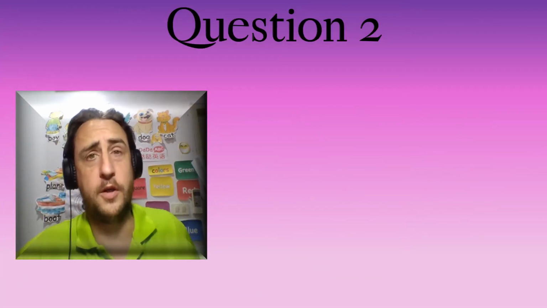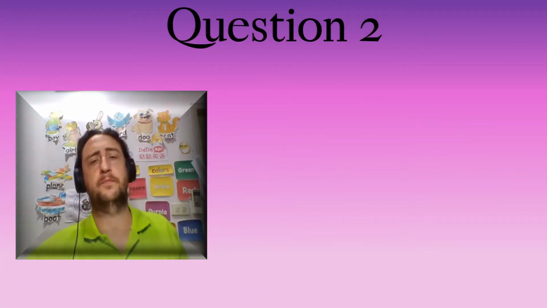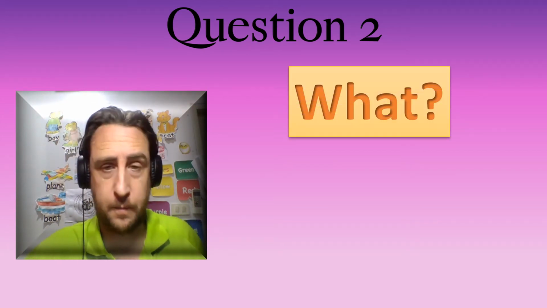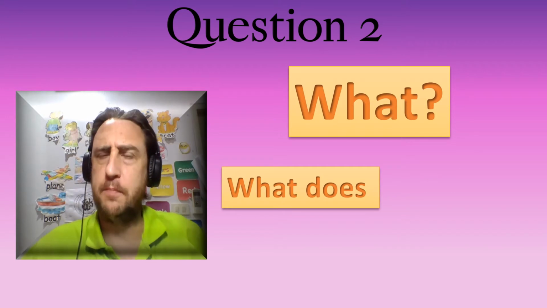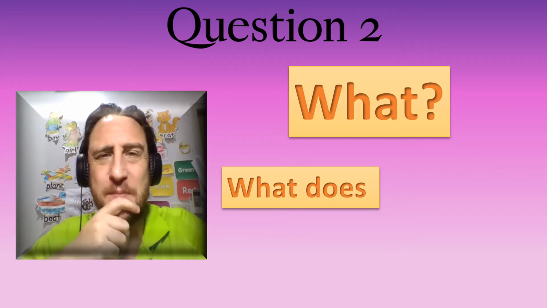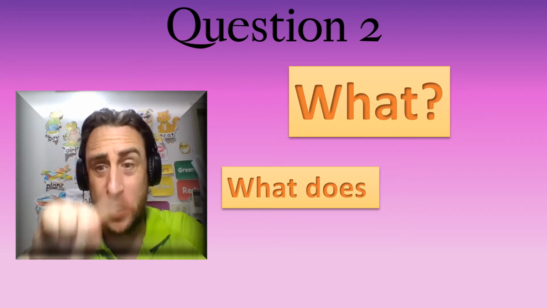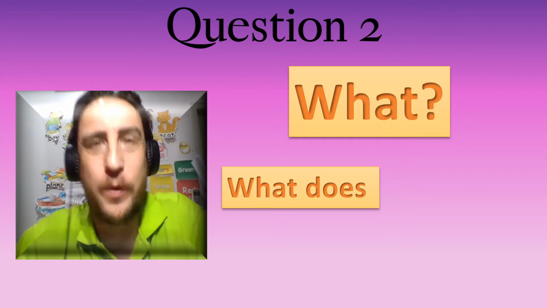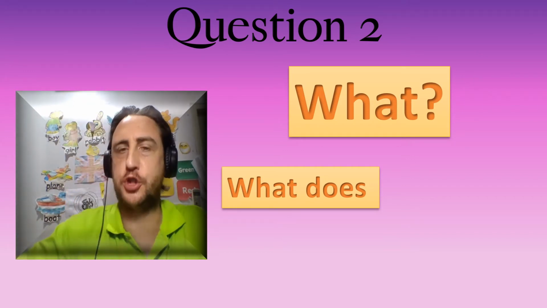So let's remind ourselves about question number 2. The question is what? That is our question word, what. So the question part is what does? Now, why do we say does? You should already know the next word. Right, we say does with he and she.